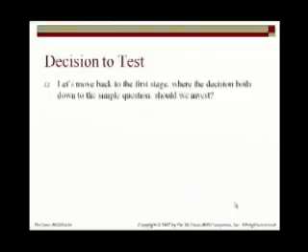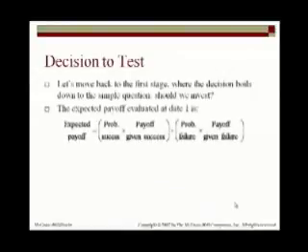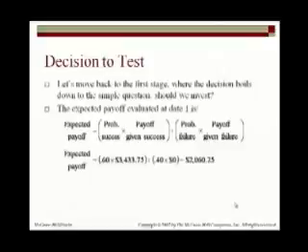The decision to test. If we go back to the first stage, the decision boils down to a simple question, should we invest? And the expected payoff on investing is the following. We'll take the probability of success, which is 60%, and the payoff given success, which is that 3.433 billion, and the probability of failure, which is 40%, and the best choice there would be to do nothing. And so if you calculate that, the expected payoff is $2,060 million.